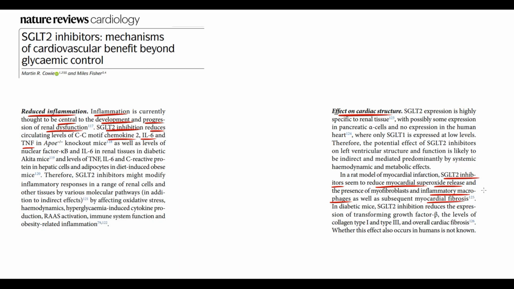Overall, SGLT2 inhibitors are extremely effective drugs, especially in patients with diabetes and cardiovascular pathology, and the major drawback is increasing the risk of genital infections, so we have to keep this in mind.